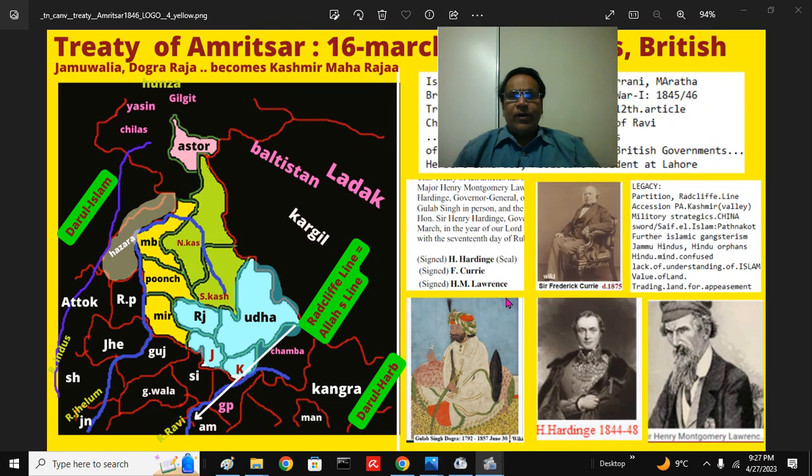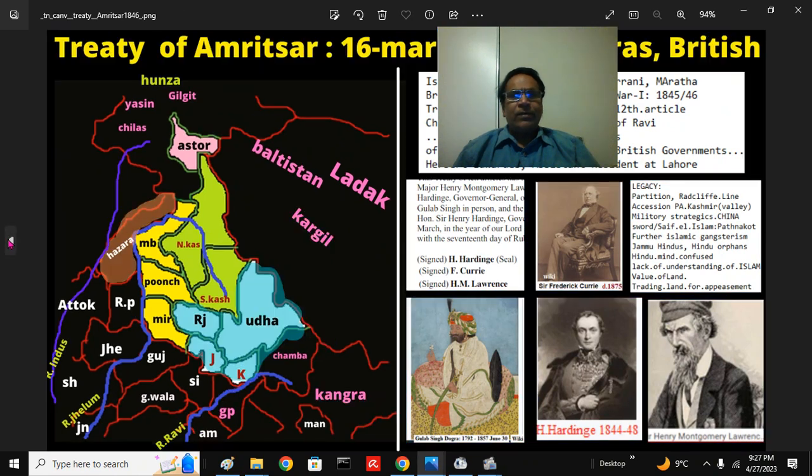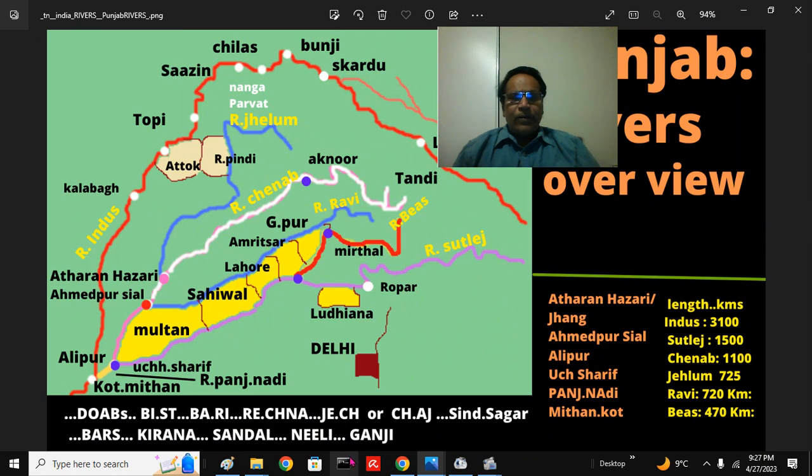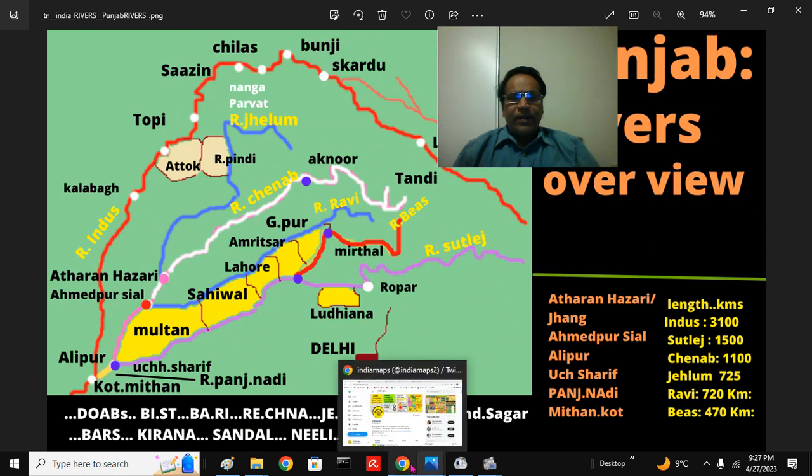look at the important leaders and so on, the Dogra Raja Gulab Singh and so on. You can look at them in the appropriate folder. That's not relevant to this, but it overlaps the current presentation.